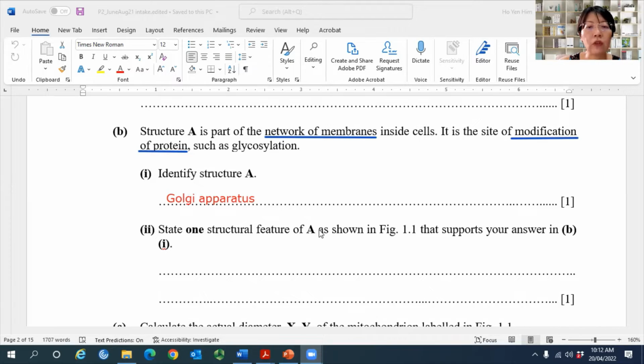Part 2: state one structural feature of A as shown that supports your answer in part 1. Of course, if you say network of membranes, I will not give you the mark. Remember membrane-bound sacs; we have learned to give a name to membrane-bound sacs. What is the name given? EJ, give me the name of membrane-bound sacs.